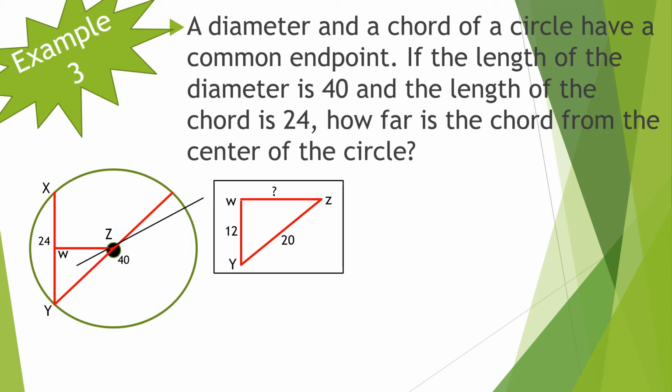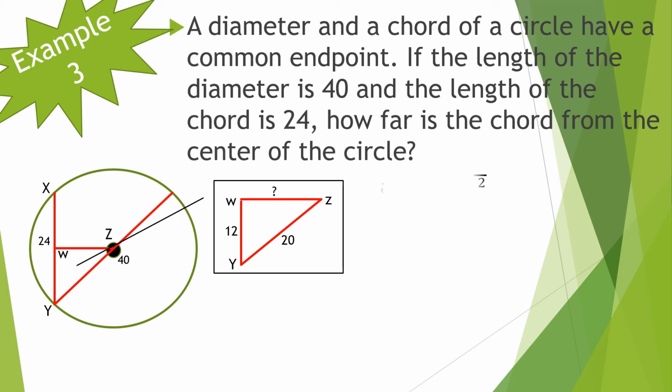WY is half of 24, because according to theorem number 1, right? So half of 24 is 12. And YZ is what part of the circle? That's a radius, which is equal to 20, because the diameter is 40 units. So the radius is 20. In here, it also forms a right triangle where one of the legs is unknown.